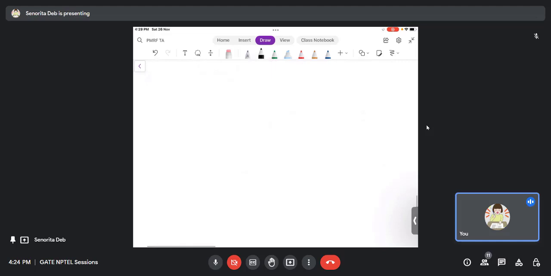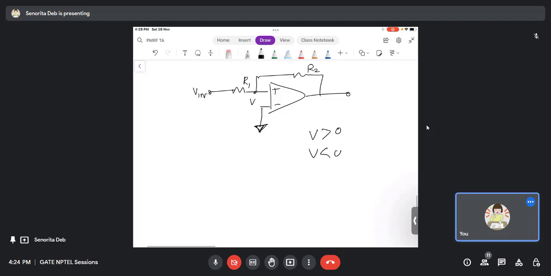So now again, this was our circuit. We saw that V is being compared to ground: V is greater than 0 or V is less than 0. Remember, this can be any voltage. I have connected it to ground, but it can be any voltage. In that case, your equations will change accordingly.